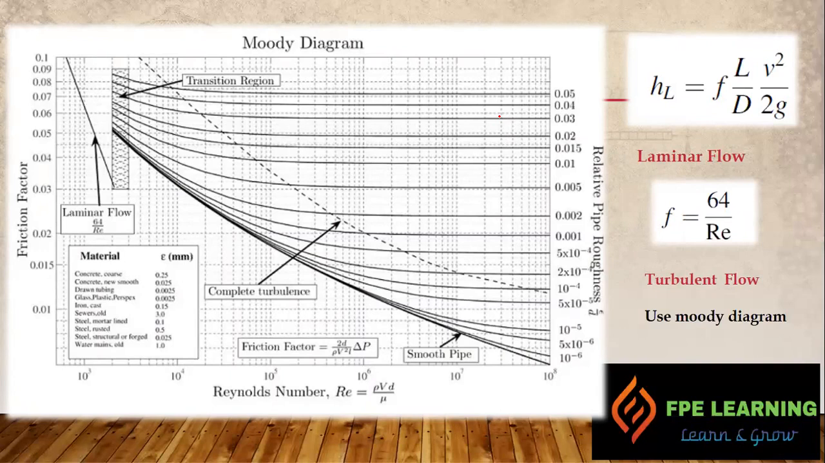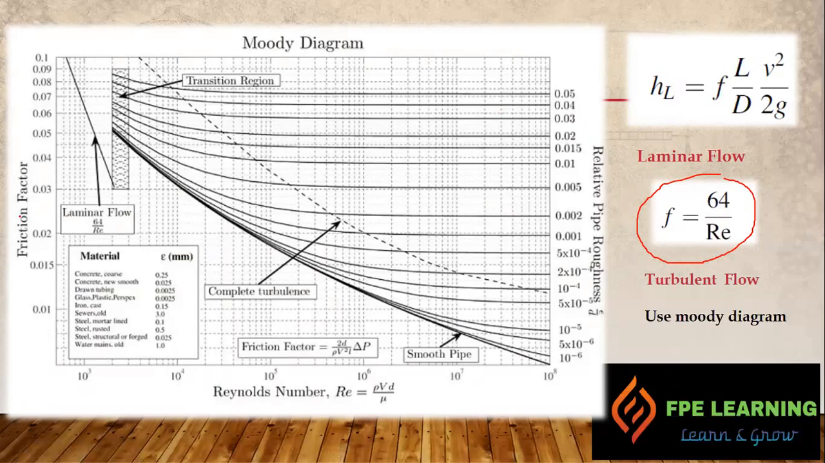Remember, we discussed the frictional loss, that if we have a laminar flow, which is below a Reynolds number of 2000, we can use this formula, f equals 64 by Re. But if we have turbulent flow, meaning higher than that, we have to use the Moody diagram.